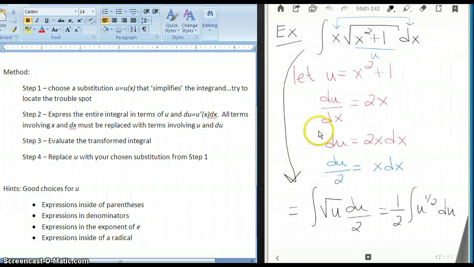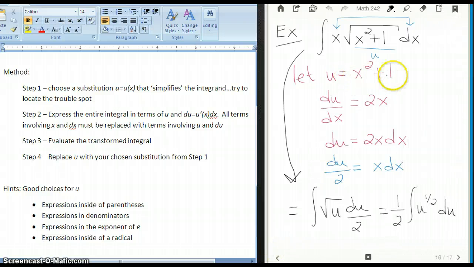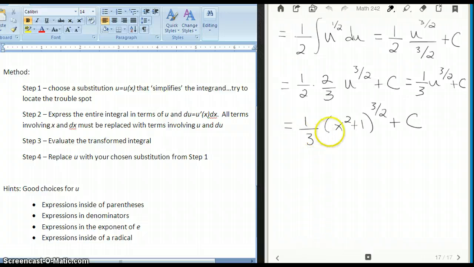Go back one page. What was our u? It was x squared plus 1. Okay, so if it's x squared plus 1, go ahead and put that thing back in there for u, and that'll be our final answer. 1/3 x squared plus 1 to the 3/2 plus some sort of constant of integration, some kind of real number, right? Again, that was our u there. Okay, so our final answer is 1/3 x squared plus 1 to the 3/2 plus c.